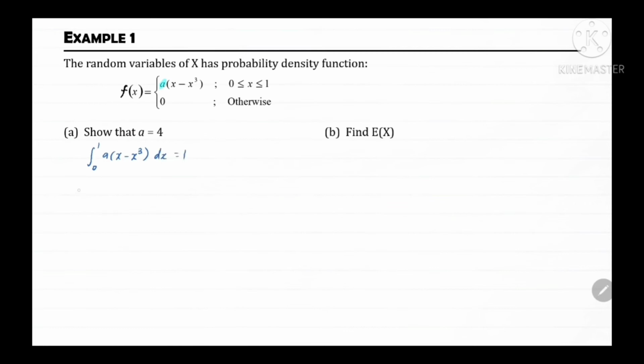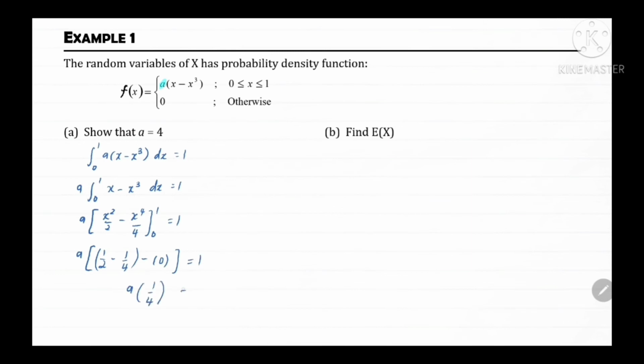So a is a constant. Integral from 0 to 1 of x minus x cubed dx equal to 1. Integrate. Substitute: a times 1 over 2 minus 1 over 4 minus 0 equal to 1. A times 1 over 4 equal to 1, so a equal to 4. Shown.